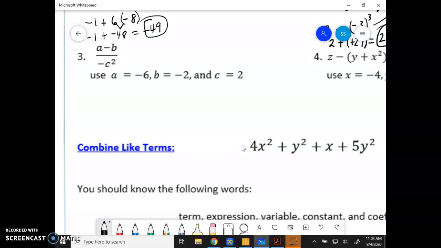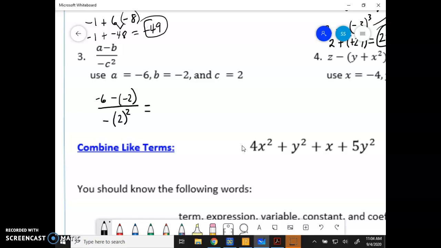All right, number 3. It's going to start by subbing out the letters for the numbers. So A is -6, minus B, which is -2. Be careful with that one because we have a negative, and then B is -2, so I would write that in parentheses. And then negative C, which is 2, and we're going to square it.